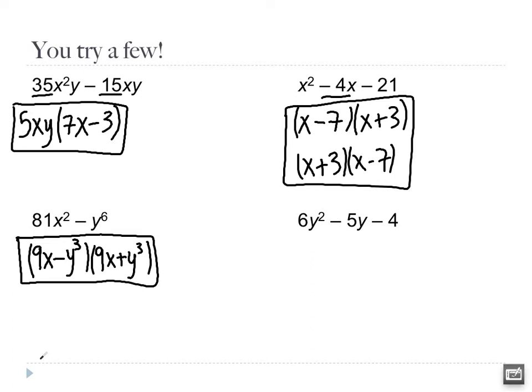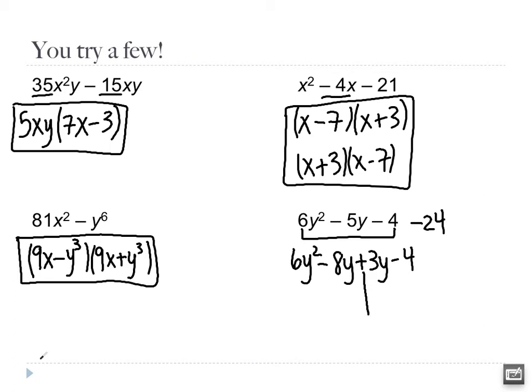Last example is split the middle. I'm going to do split the middle. If you did guess and check, that's fine. 6 multiplied by negative 4 is negative 24. 2 numbers that multiply to negative 24 and add to be negative 5 are negative 8 and positive 3. So rewriting, I have 6y squared, subtract 8y, add 3y, subtract 4.